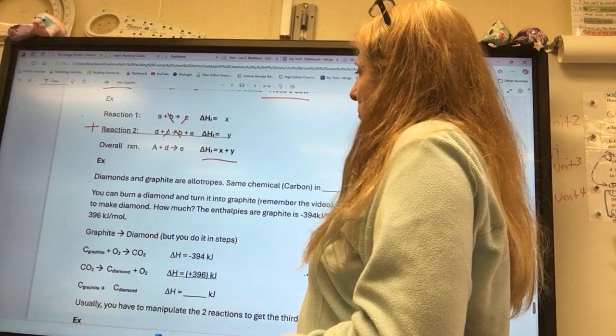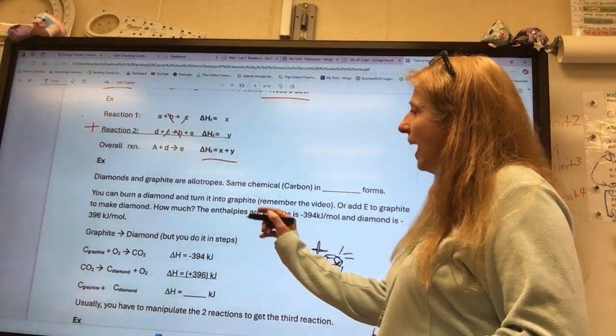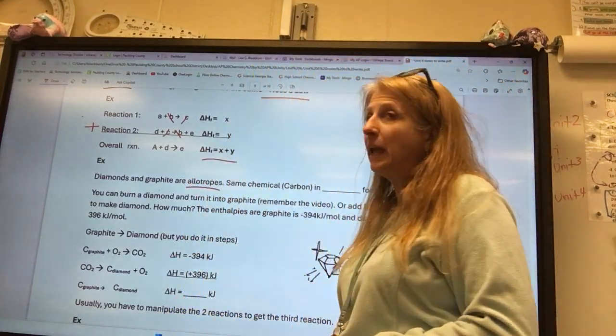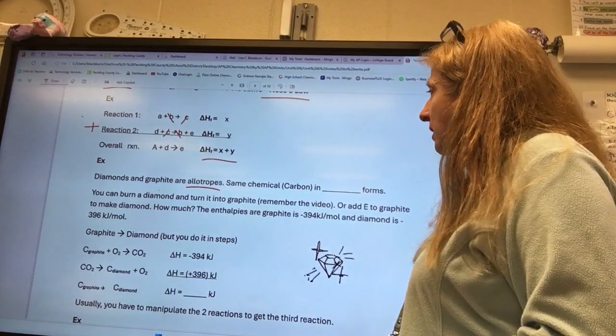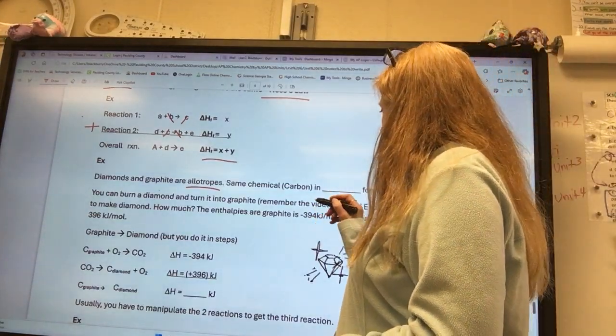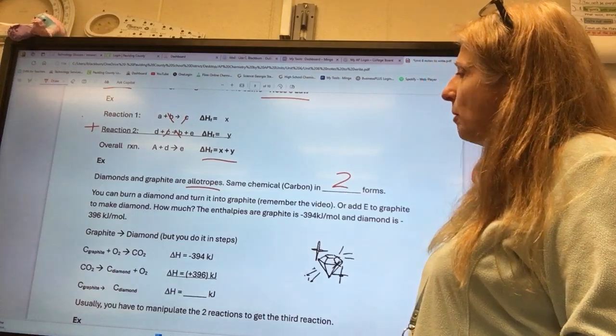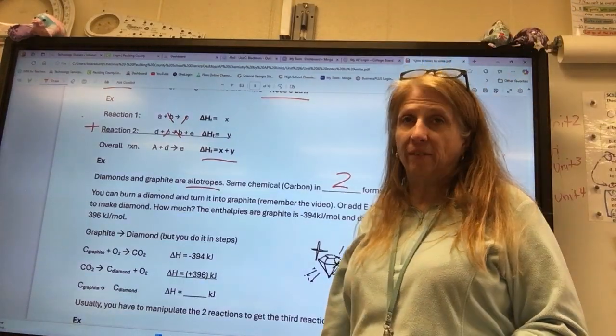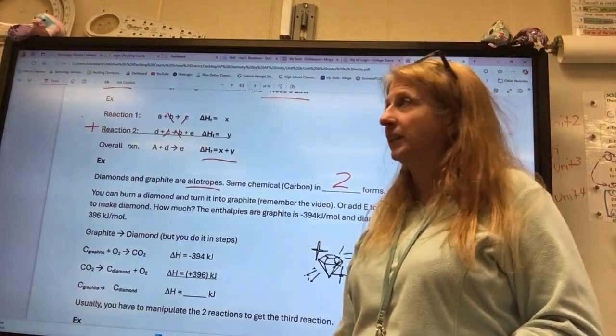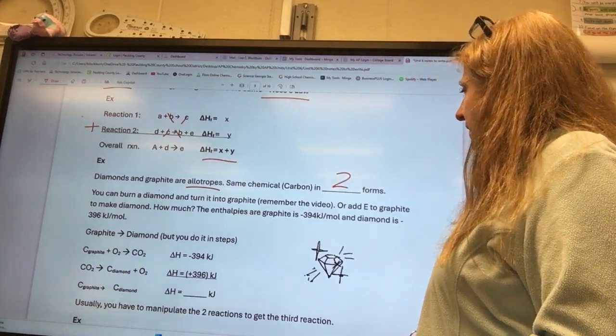Okay, so here's an example problem. Diamonds and graphites are allotropes. That means they're the same chemical arranged with different bonds. So carbon, it is in two forms here. You can burn a diamond and turn it into graphite. We saw that in honors in a video with Julia Childs, burnt that diamond.